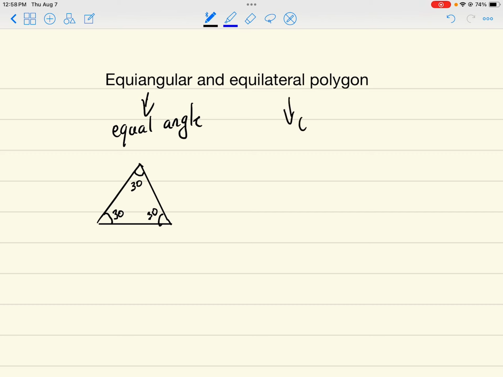An equilateral polygon is equal sides. So using that same example, let's say this was 3 centimeters. This would also be 3 centimeters. And this would also be 3 centimeters. So that's a quick lesson on what the difference is between equiangular and equilateral polygon.